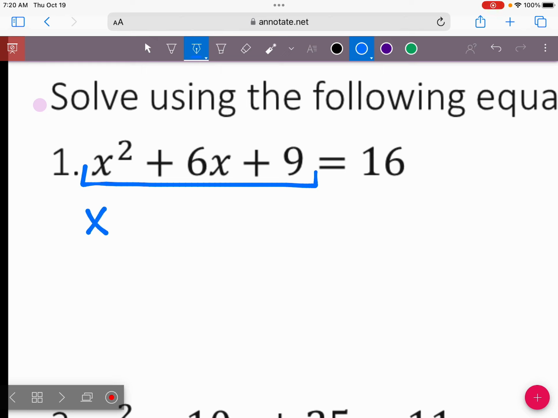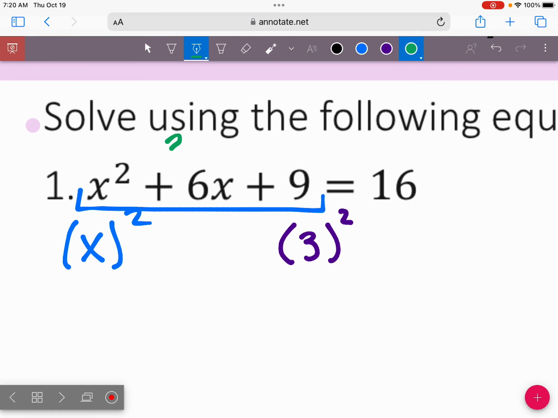We always know that x squared is a perfect square. 9, that one's a perfect square. And our way to double check is to make sure that this middle piece is 2 times the front one times the back one. And it is. 2 times x times 3 would give us 6x.